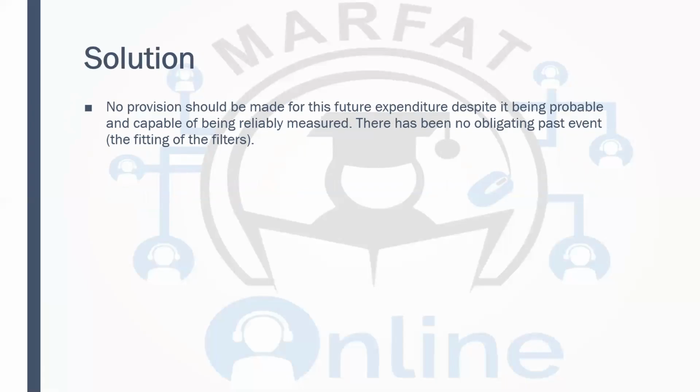Now, what about the smoke filters? Again, no provision should be made for this future expenditure, despite it being probable and capable of being reliably measured. There is no obligation right now, at 30th June. They have to fit that thing by 31st December. Now, what if they sell their company before that? Obviously, they can avoid this thing. So that means it should not be recorded as a provision at 30th June.